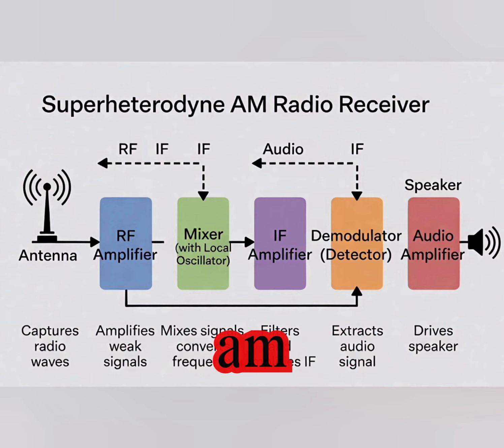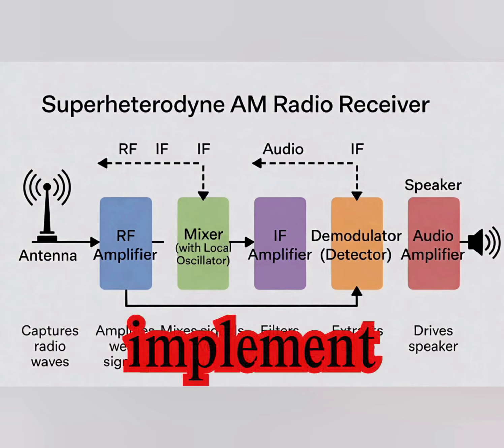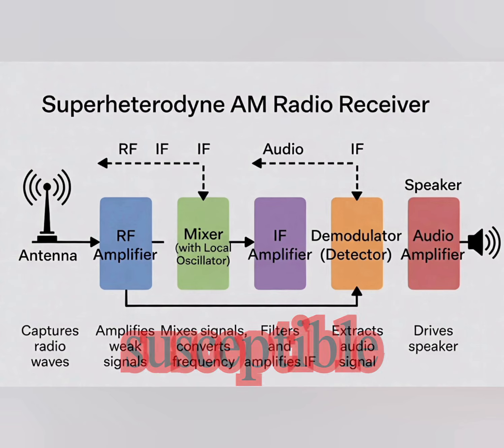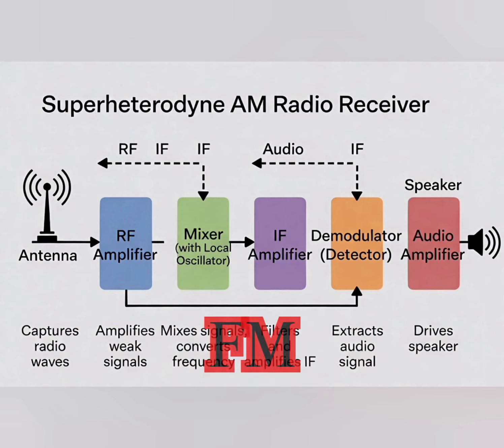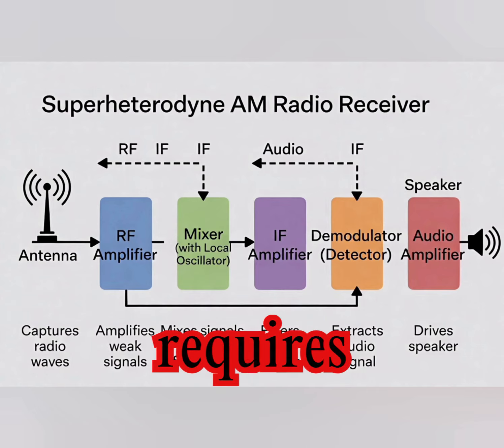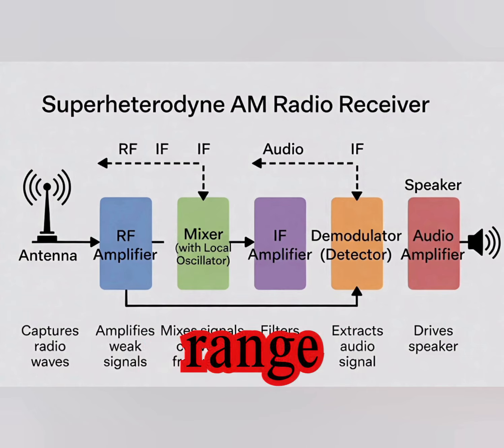Key differences. AM: easier to implement, longer range, but more susceptible to noise and interference. FM: better sound quality, noise rejection, but requires more bandwidth and shorter range for same power.